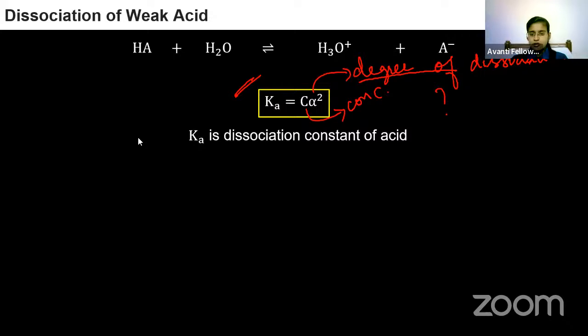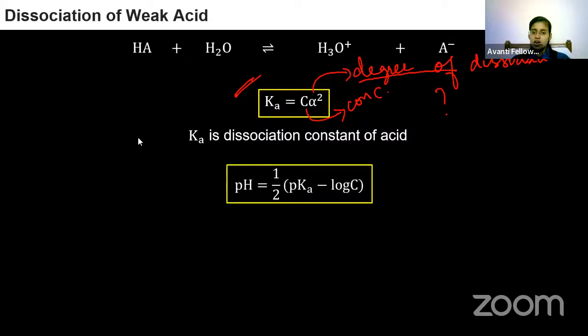And the second formula is for finding the pH of a weak acid. The pH is equal to 1 by 2 into pKa minus log C. This is the second important formula you have to keep in mind from this topic.